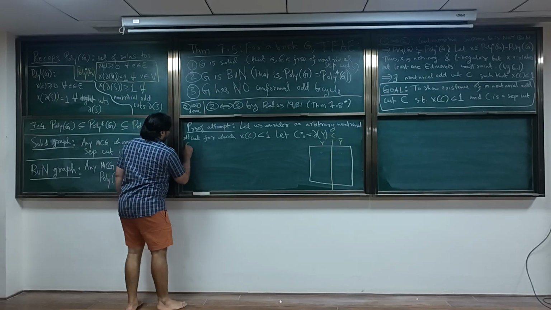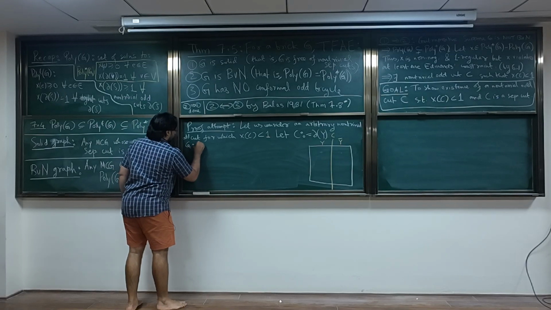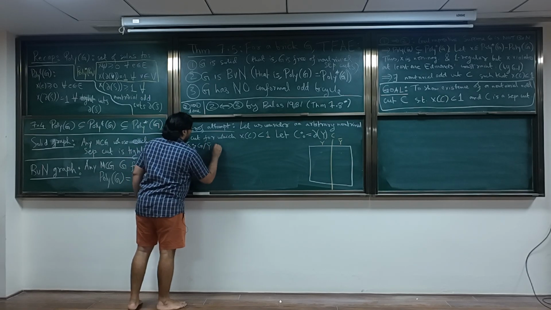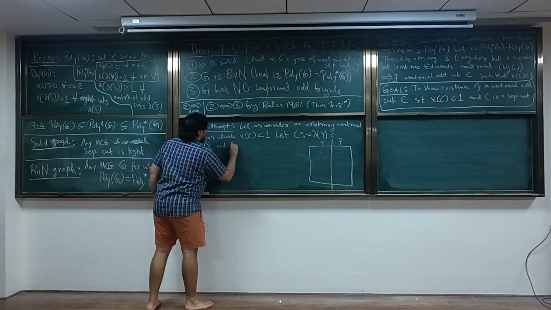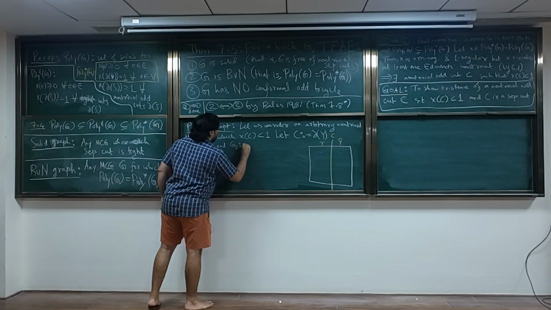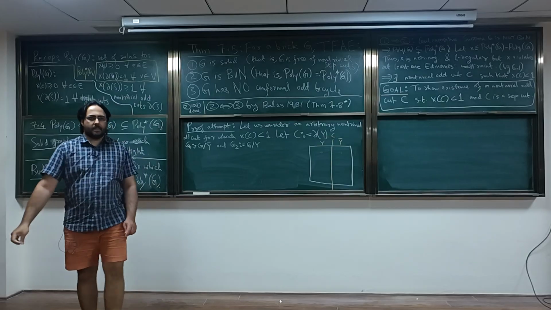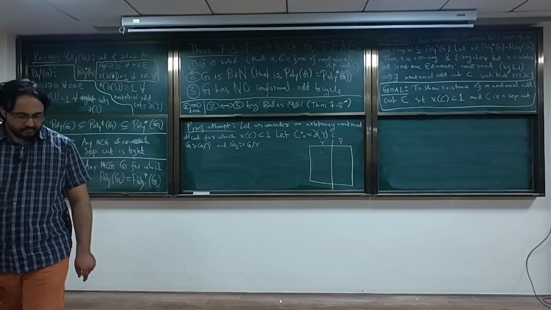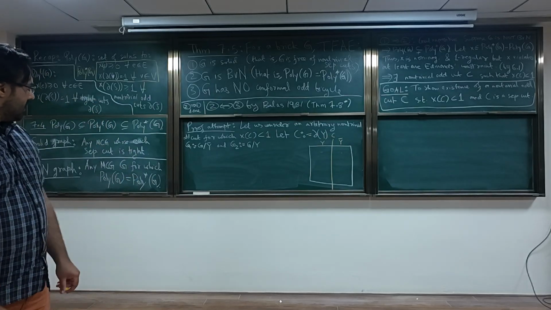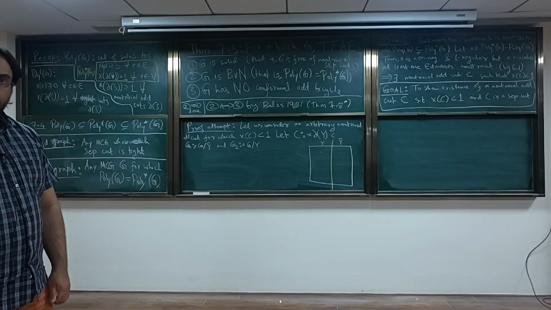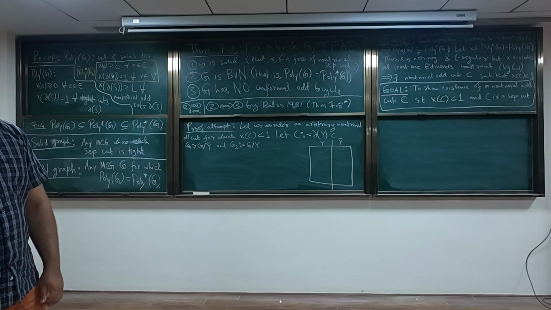Let's consider the 2 C contractions. G1 is G shrink y bar and G2 is G shrink y. If both of these are matching covered, we are done. So let us suppose at least one of them is not matching covered.